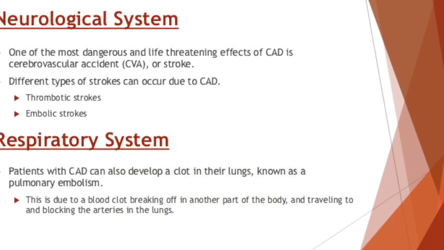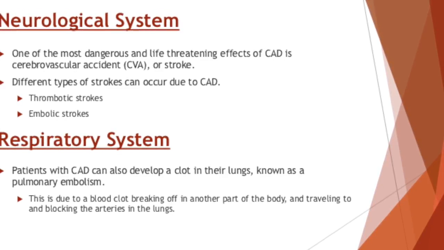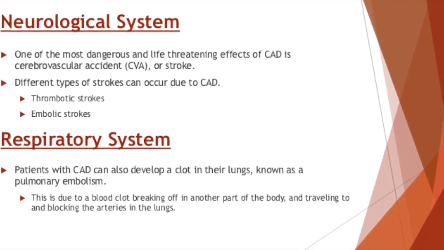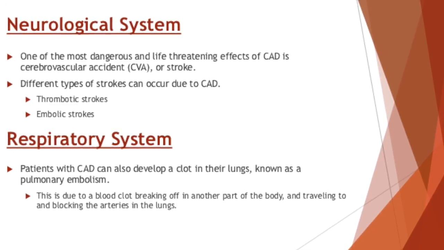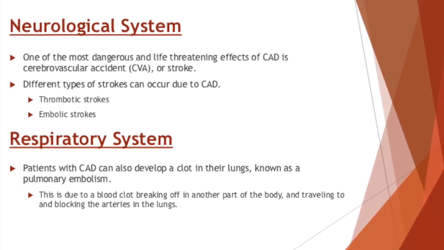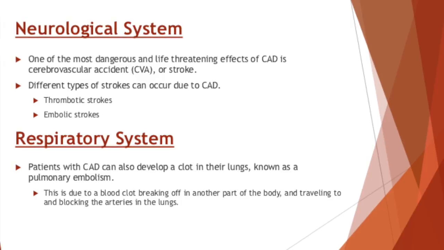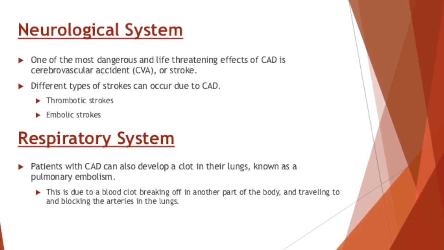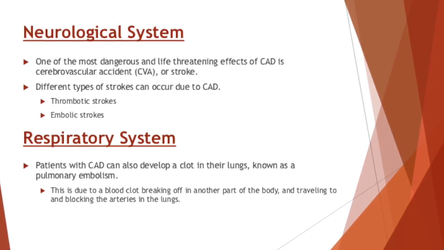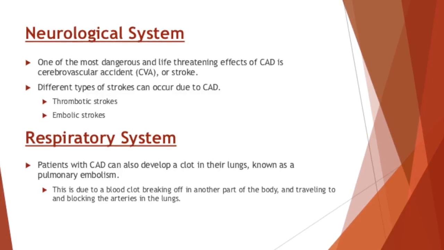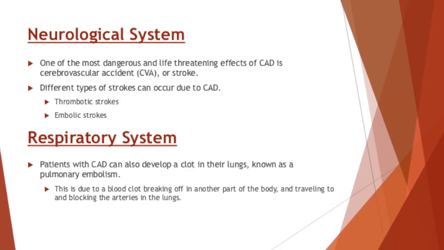One of the most dangerous and life-threatening effects of CAD is when it affects the neurological system. It can actually cause a cerebrovascular accident, or CVA, or a stroke. There are different types of strokes that can occur: a thrombotic stroke or an embolic stroke. Thrombotic strokes occur when a blood clot forms in an artery of the brain and therefore blocks blood flow. An embolic stroke occurs when a clot from another part of the body breaks off and becomes lodged in a smaller artery, therefore blocking blood flow to that area. These conditions cause what we call an ischemic stroke, and that means that the blood flow to the brain is cut off. Therefore, oxygen isn't getting to that area, and it's going to die.